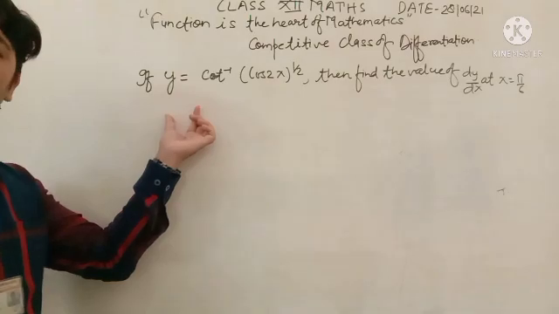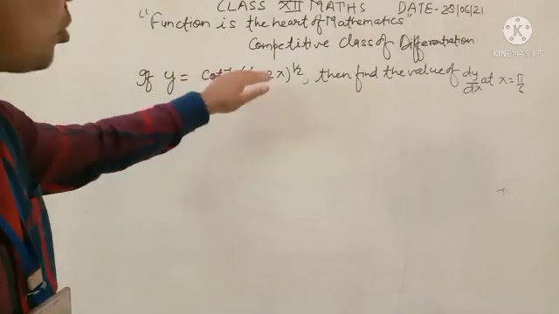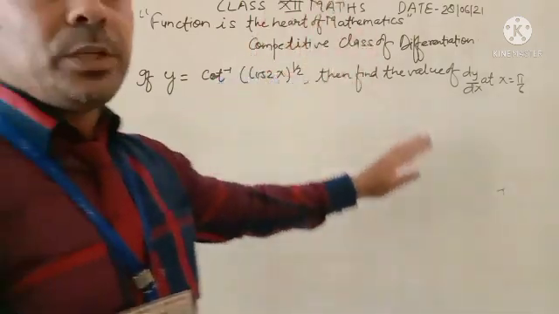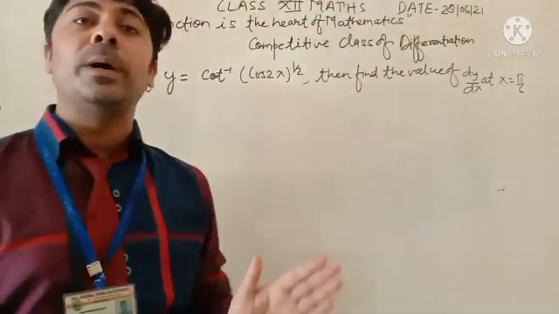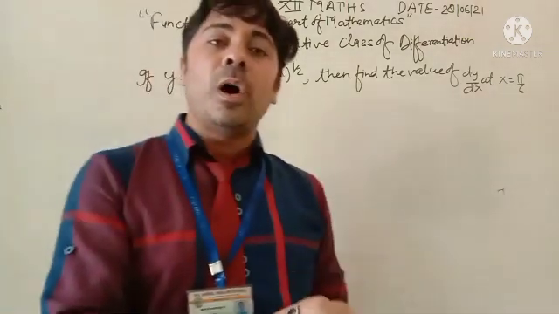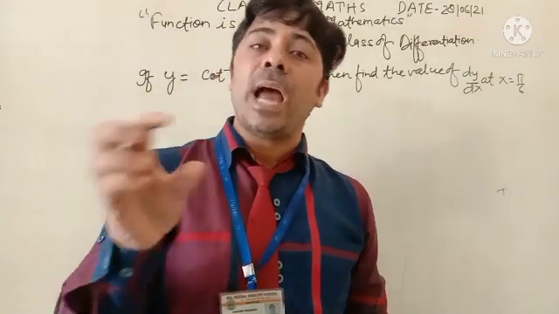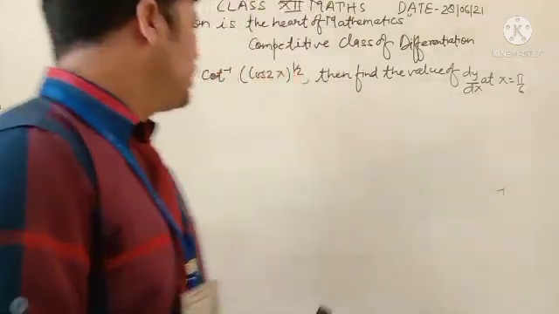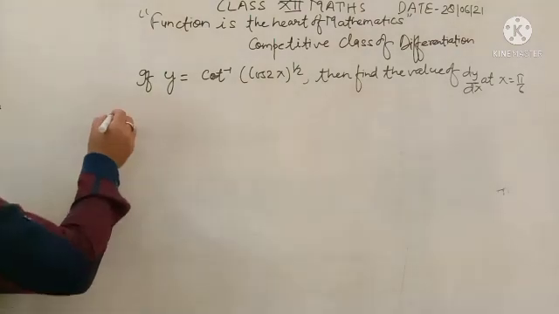You have been given this question: y is equal to cot inverse of (cos 2x) to the power 1 upon 2, and you need to find the value of dy upon dx at x is equal to pi by 6. Now see how to solve this type of question.